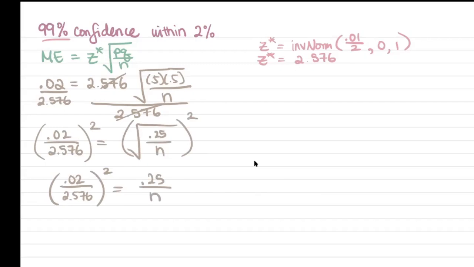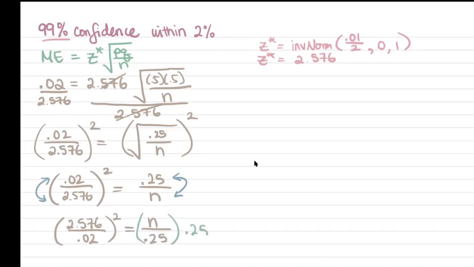Next, I'm going to flip both sides because I want n in the numerator. So I do the reciprocal, flipping the denominator and numerator on both sides. And then I'm going to multiply both sides by 0.25. Let me do this in a different color. So 0.25, 0.25. That's what you type into your calculator.